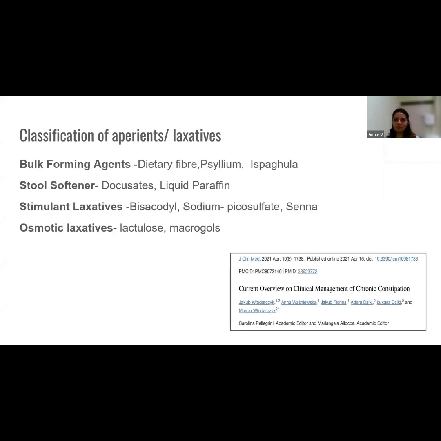And coming to the pharmacological management of constipation, we'll look at the classification of the aperients. We have bulk-forming agents such as dietary fiber, psyllium, isafgola; stool softeners such as docusate and liquid paraffin; stimulant laxatives such as bisacodyl, sodium picosulfate, senna; and osmotic laxatives such as lactulose and macrogols.